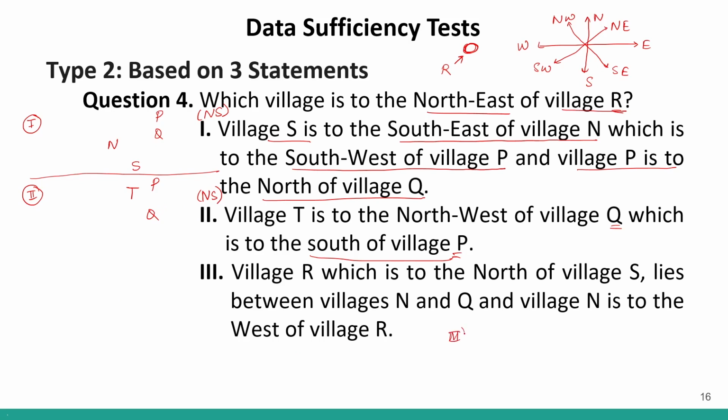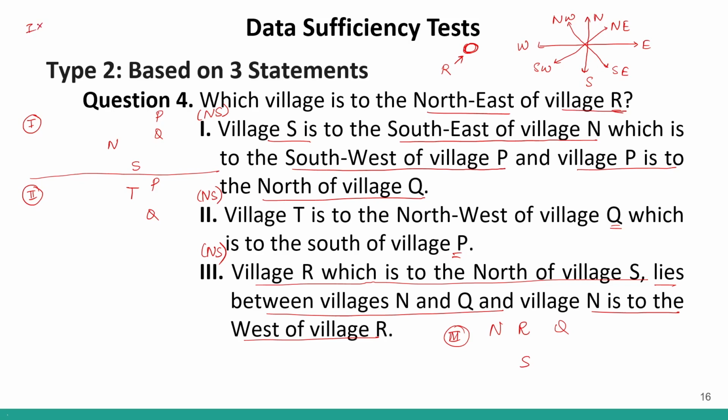Now let us look at the third statement. This much information is also not sufficient. The third statement says R is to the north of S. Okay? And it lies between N and Q. So R lies between N and Q. Correct? And village N is to the west of village R. So N will be this side and Q will be this side. This much information is given in statement number 3. But still we cannot say who is to the northeast of R. So this statement alone is also not sufficient.